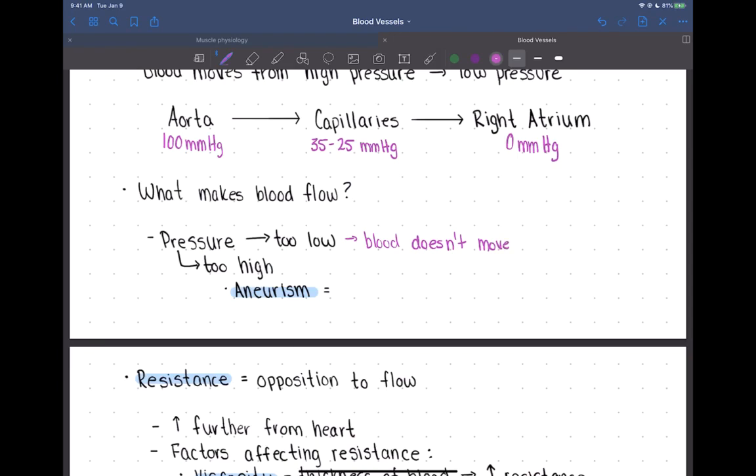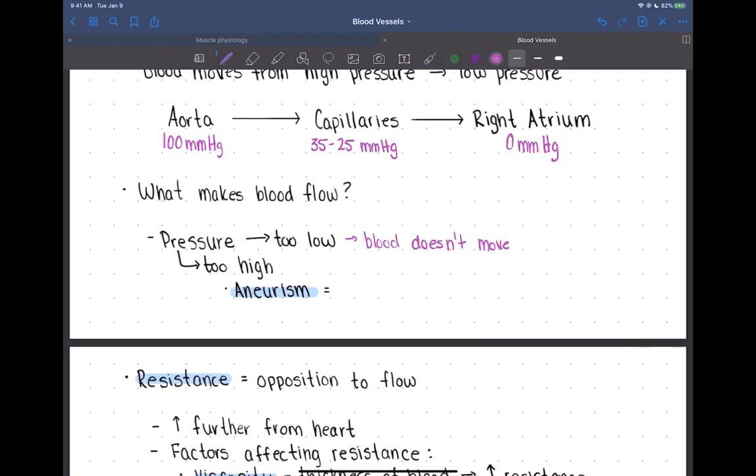Okay, so for example, if you have a stab wound or a gunshot wound, you're losing a lot of blood volume. That loss of blood volume will decrease blood pressure significantly, and that will cause a problem with blood flowing through the vessels. Okay, and associated with this too low side would be shock, which we'll talk about in the next video, different types of shock.